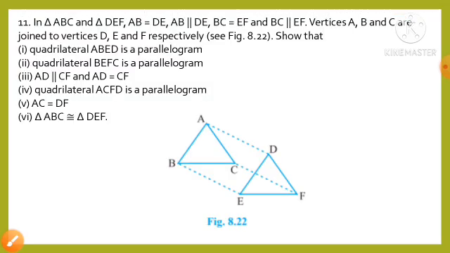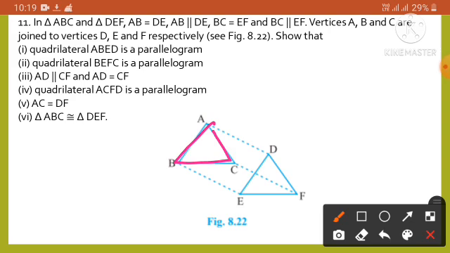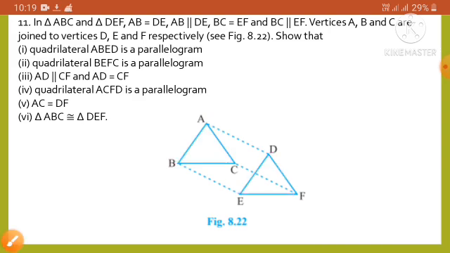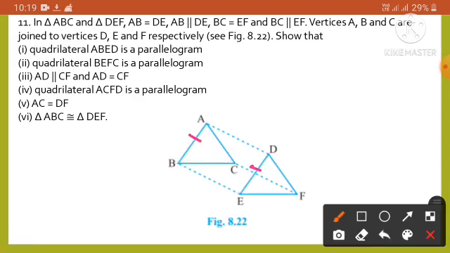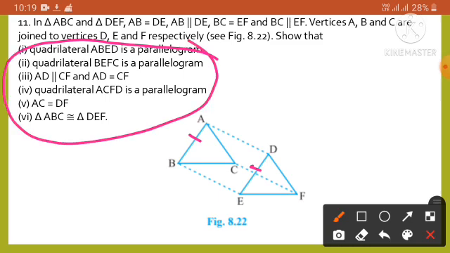Now question number 11. Now here is the figure. In triangle ABC and triangle DEF, AB equal to DE, AB parallel to DE, BC equal to EF, and BC parallel to EF. Okay. Now vertices A, B and C are joined to vertices D, E and F respectively. Okay, here is the figure. So we have to prove all this one by one.